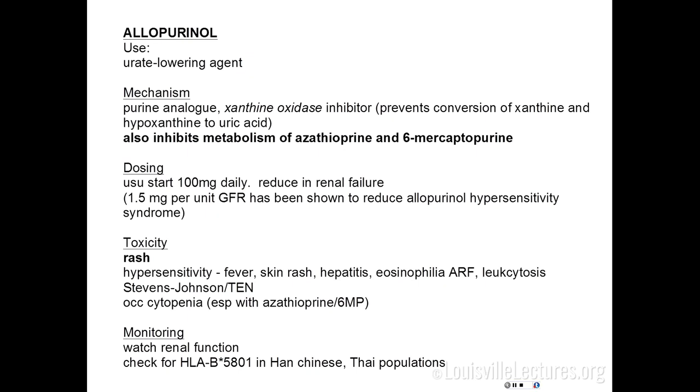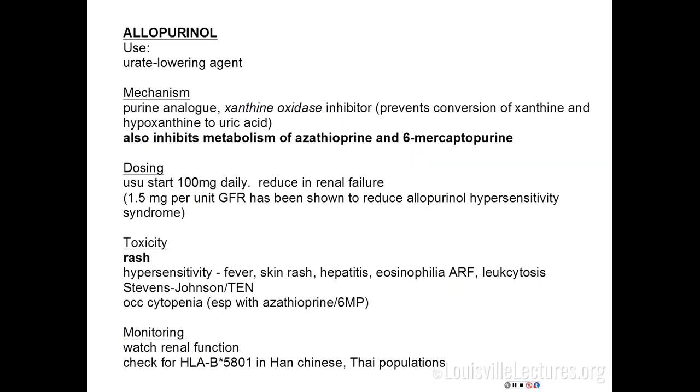Main toxicity is the hypersensitivity syndrome that we've already mentioned, rash. It can be bad, Stevens-Johnson's. Occasionally cytopenia, especially if you are trying to use it in somebody who's on azathioprine. The main risk is renal function, so we typically will check their renal function every once in a while when you have them on allopurinol.